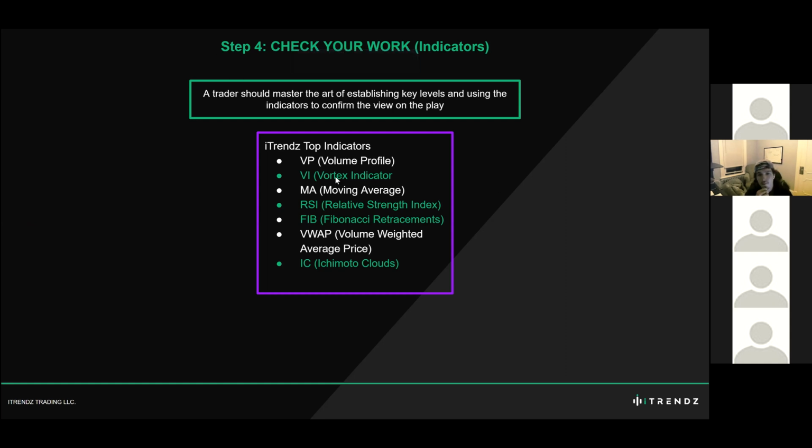So what did I show you? I use the vortex indicator, I use the RSI, the fib retracement, and sometimes I'll use the cloud. But this is just ways you can check your work.